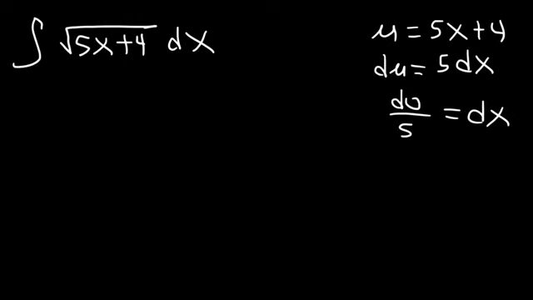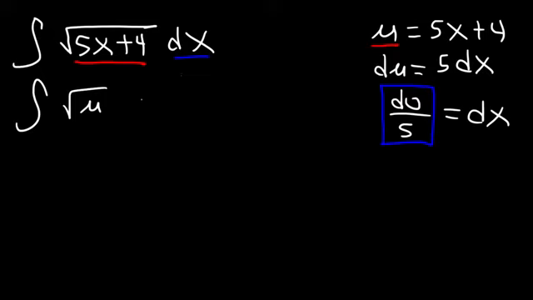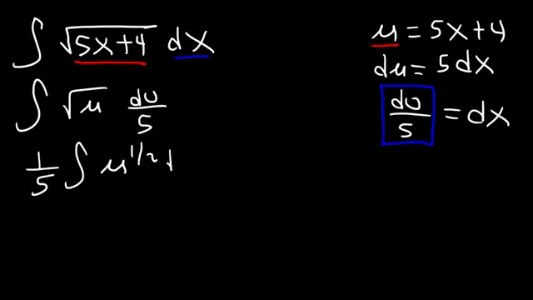So just like before, we're going to replace 5x plus 4 with u, and dx with du over 5. So then this becomes the square root of u, and dx is du divided by 5. And move the 5 to the front. So this is 1/5, and then instead of the square root of u, we're going to write it as u to the 1/2. So now let's use the power rule. 1/2 plus 1, that's going to be 3 over 2.